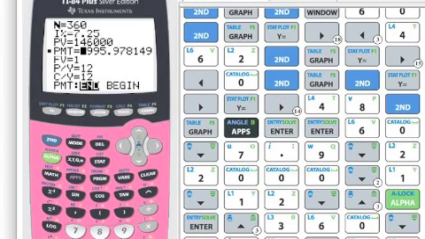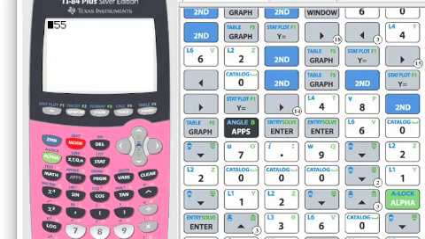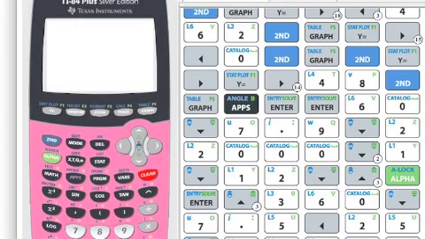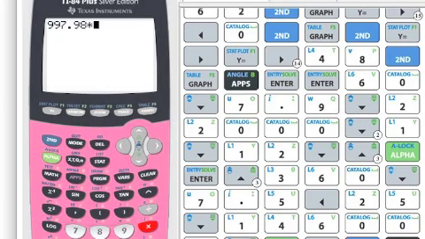So the amount that I will need to pay every single month for 360 months is $995.97, or 98 cents if we were to round it off. So here's what this means. We will pay $997.98 for 360 months.